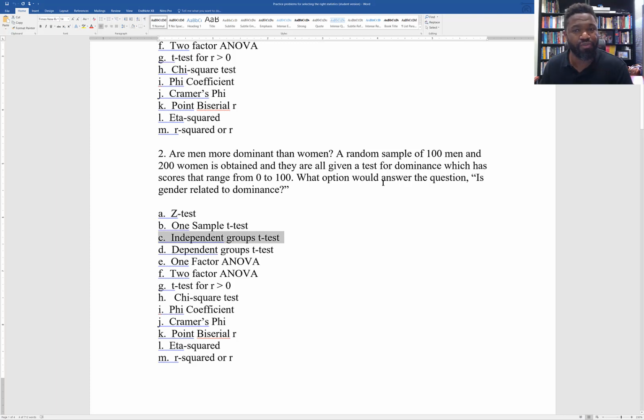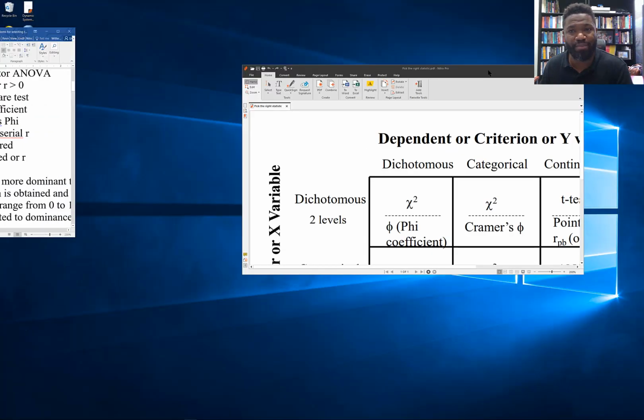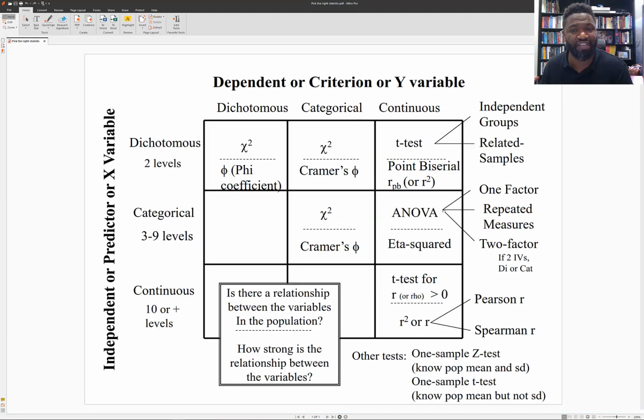Now, had I asked you what option would answer the question, how strongly is gender related to dominance, then for this exact same setup, it would no longer be the thing that's on the top, because that would then be asking for the measure of effect size, which would have been the point biserial or R squared, right? So I would want you to put point biserial because that's the big thing that's in this particular cell here, okay? And so that's how you do these things, right?